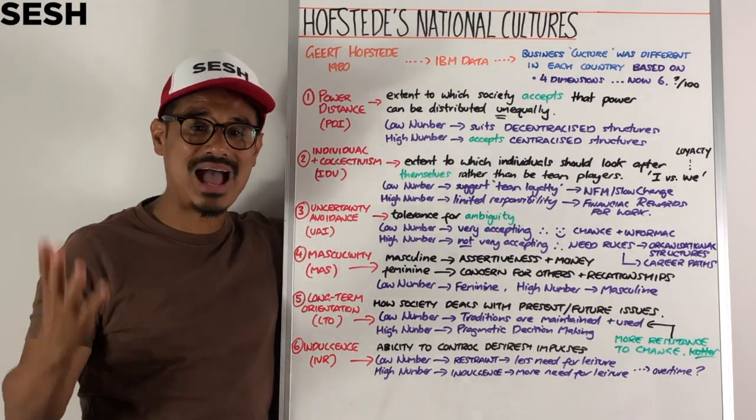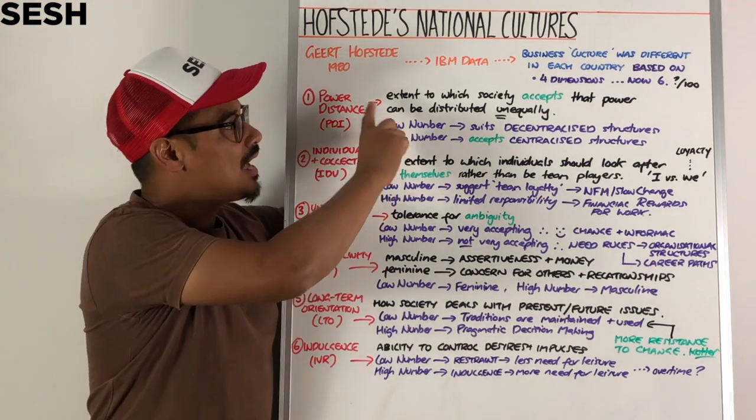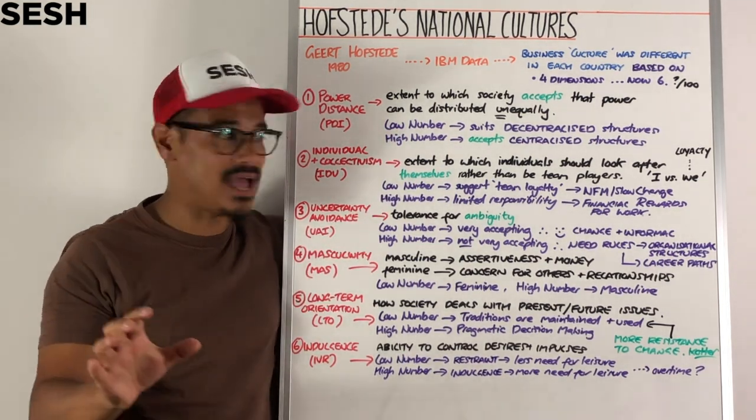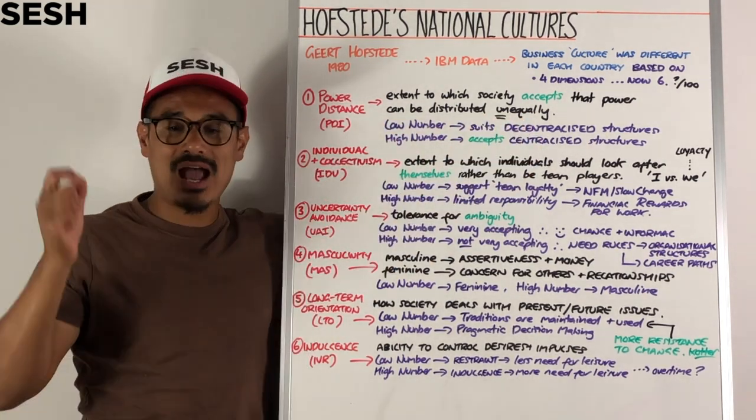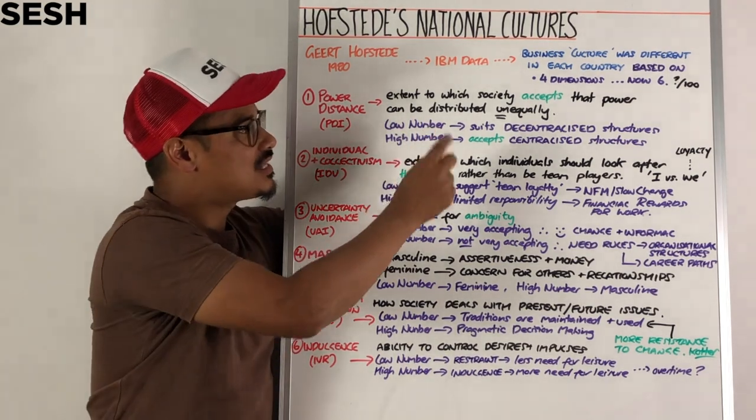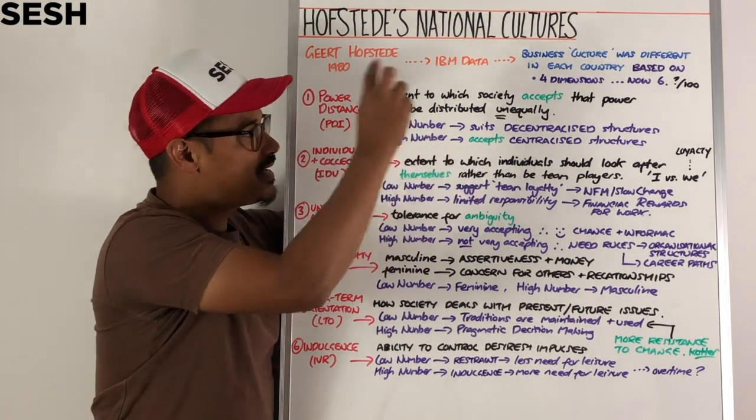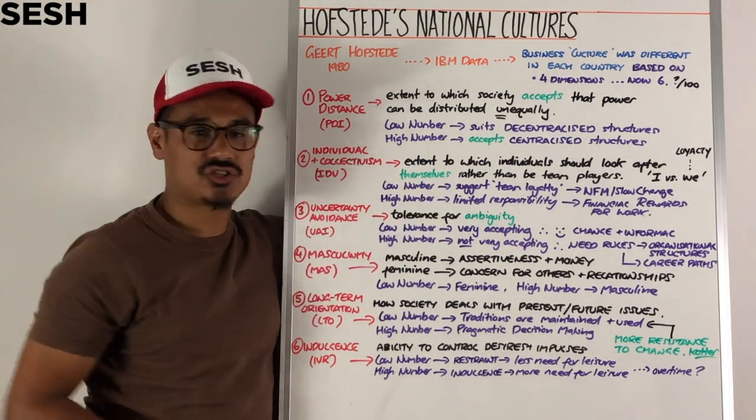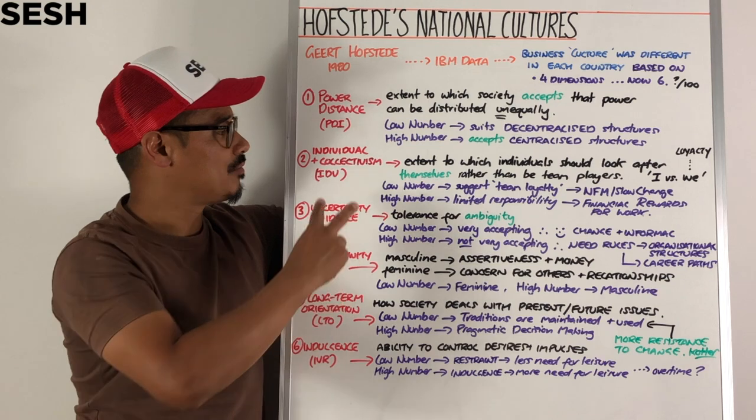The first is power distance. Power distance sometimes has the code of PDI. Essentially, power distance is the extent to which society will accept that power can be distributed unequally. If it's a low number, then it suits a decentralised structure. And if it's a high number, then society is more willing to accept a centralised structure. More details on centralised and decentralised structures are on the card up there.